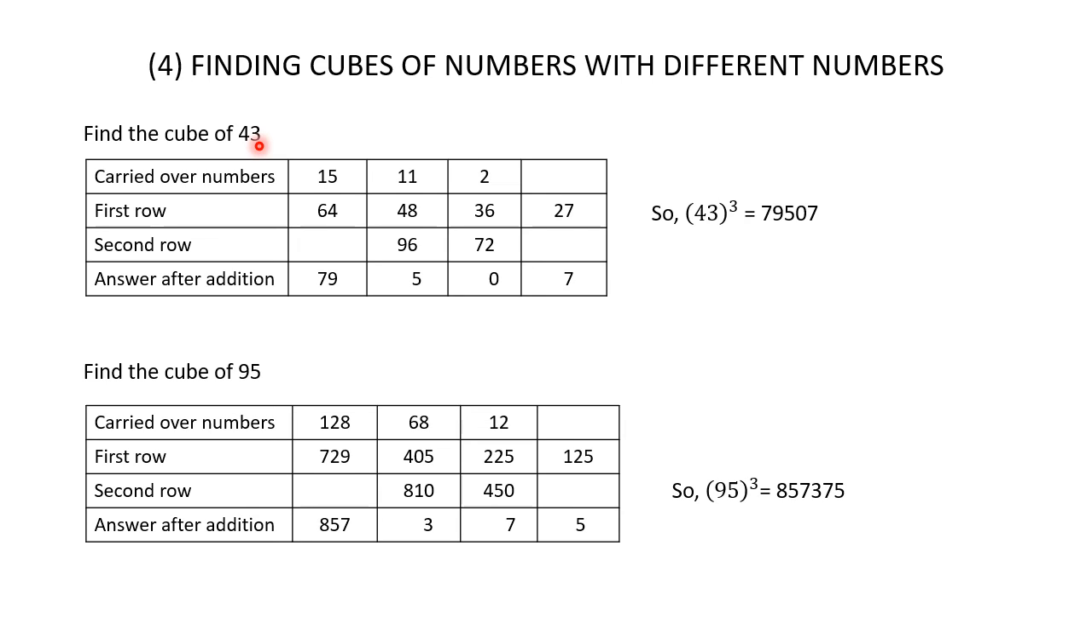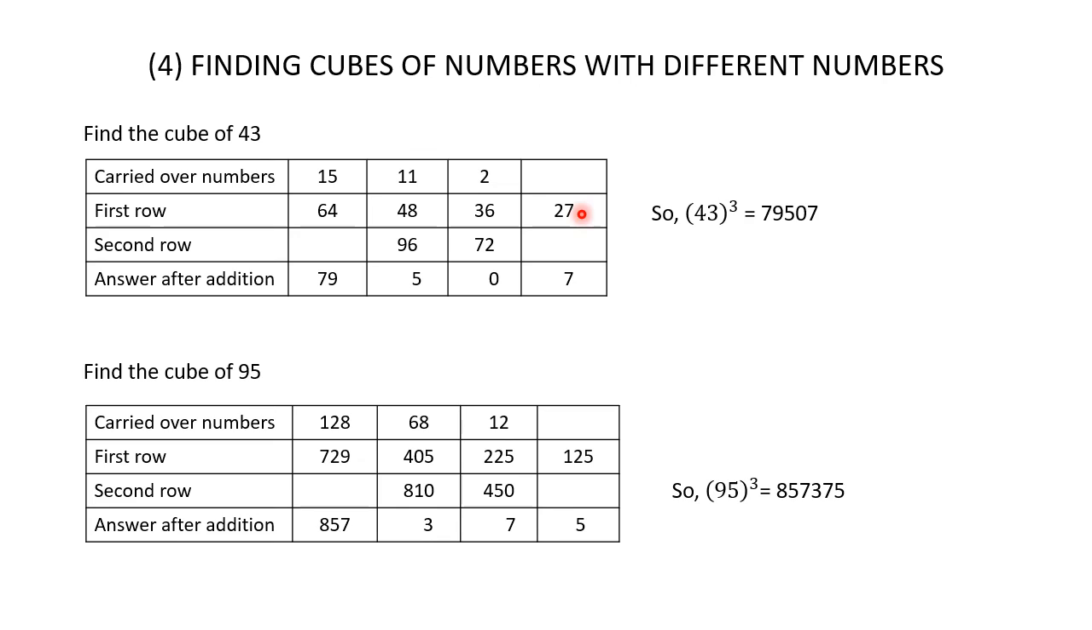Next, 3 squared multiplied by 4, that is 9 multiplied by 4, is 36. Write 36 in the third column. So now you have 64, 48, 36 and 27 in the first row. Now double of 48 is 96, write 96 below 48. Double of 36 is 72, write 72 below 36.